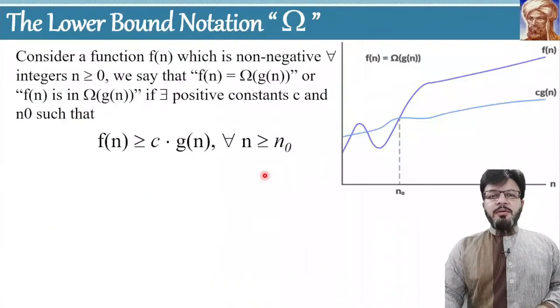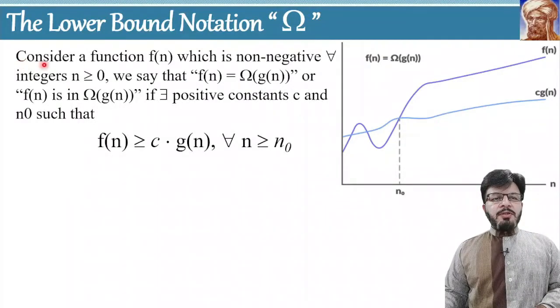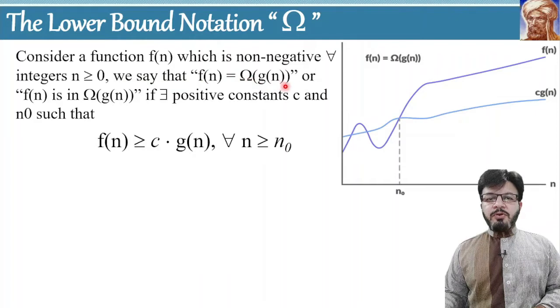Let's define the omega notation. Consider a function f of n which is non-negative for all integers n greater than or equal to 0. We say that f of n is equal to omega of g of n, or f of n belongs to omega of g of n, if there exist positive constants c and n naught such that f of n is greater than or equal to c g of n for all n greater than or equal to n naught.